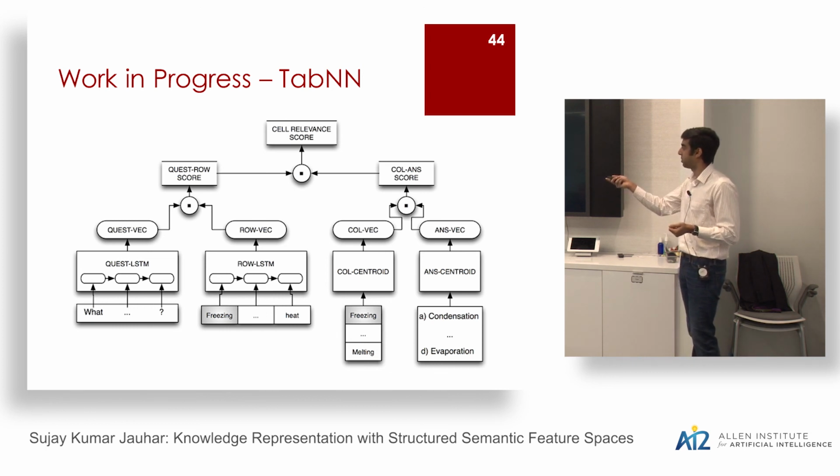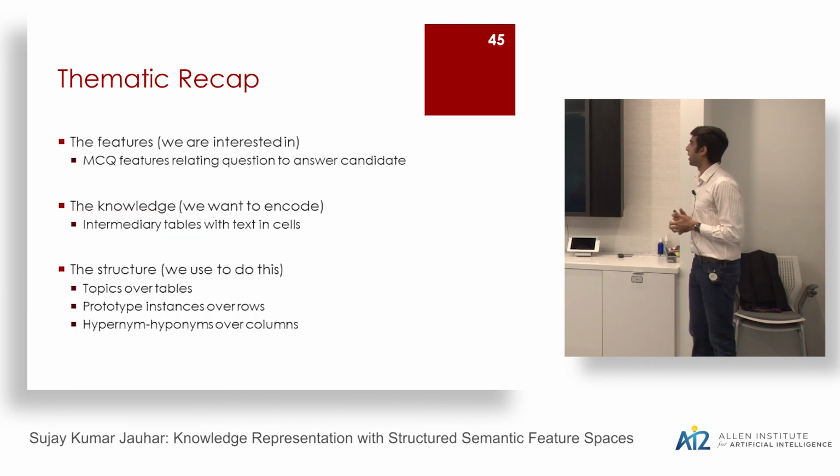So the idea is to basically still align questions to rows and then answers to columns, but instead of the human engineering features, we generate features automatically via either a vector space model, such as an embedding or an LSTM, and then combine the scores from rows and columns to get a final prediction of how relevant a particular cell is. Okay, that's basically it for the second part.